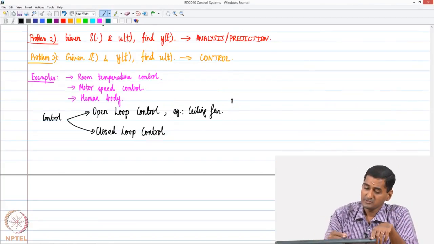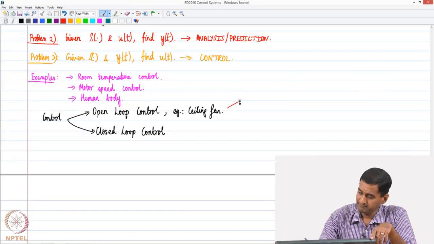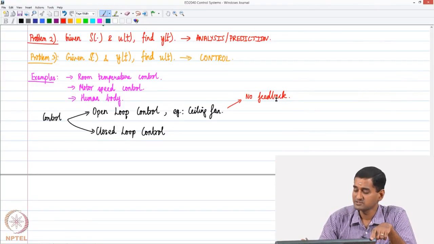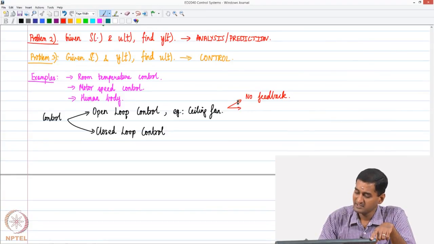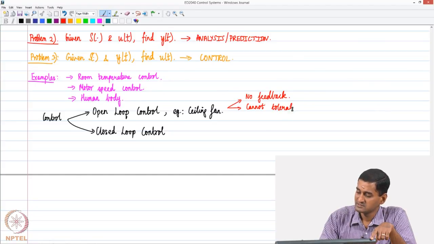So open loop control has the following characteristics. There is no feedback. We will shortly define what is called feedback. As a result, there is no feedback in open loop control. It cannot tolerate disturbances. It is not robust to disturbances and so on. But on the flip side, the cost and complexity are lower.